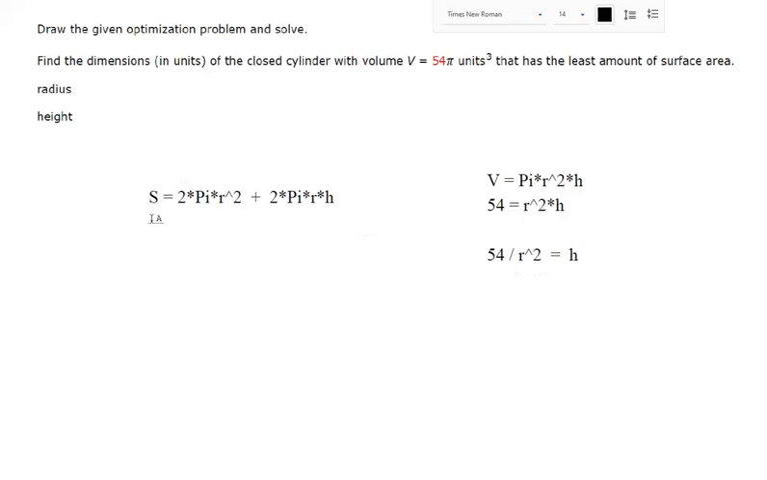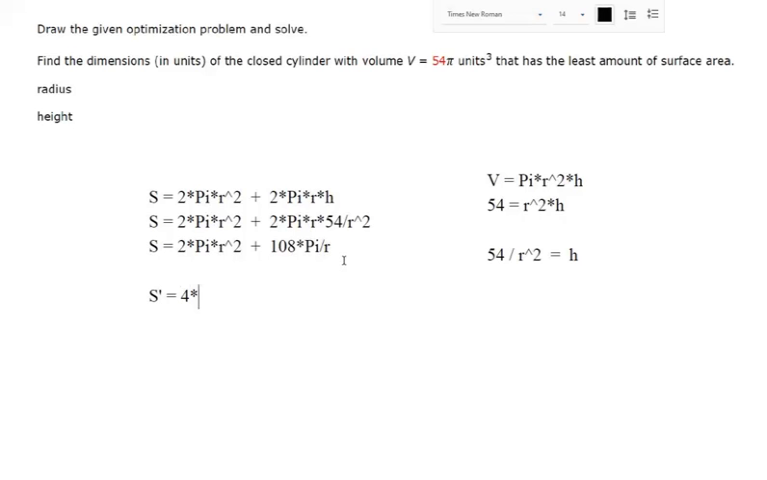That's h. So over here in the surface area formula, we can change it to be with respect to just one variable instead of two. H is 54 over r squared. So if we do some simplifying over there, we've got 54 times 2, that's 108 pi, and then we have just one r in the denominator, because r divided by r squared gives us r in the denominator. And so that's what you want to take a derivative of. You want to take a derivative with respect to the radius in order to try to minimize the surface area.